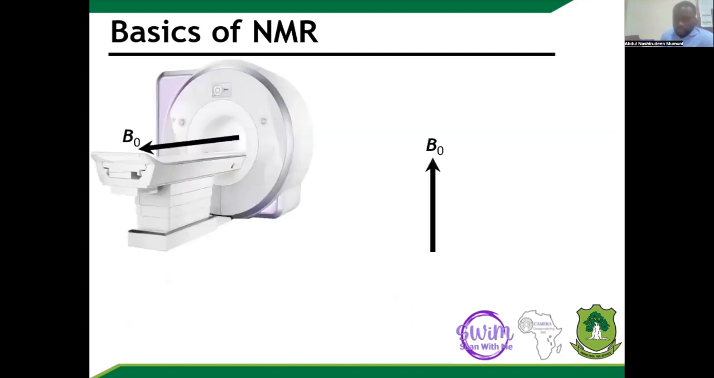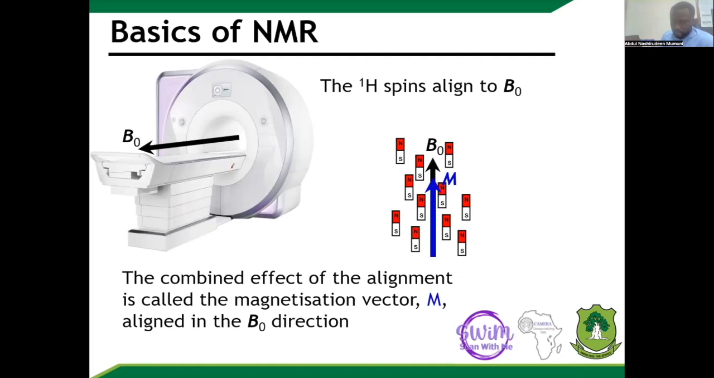So when we place the human body inside of the MRI scanner, all the hydrogen nuclei in the body will be aligned along the B0 axis. The B0 axis here is the direction of the magnetic field, the static magnetic field inside of the bore of the magnet. So when we now place the human body inside of the scanner, because the hydrogen nuclei behave like tiny biomagnets, they all would align in the direction of the external magnetic field.